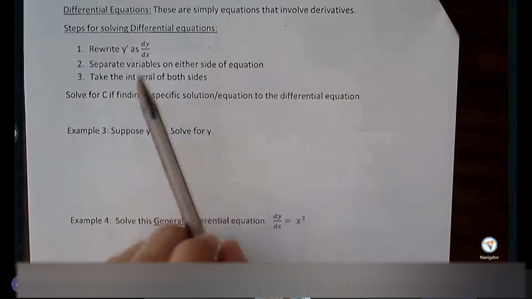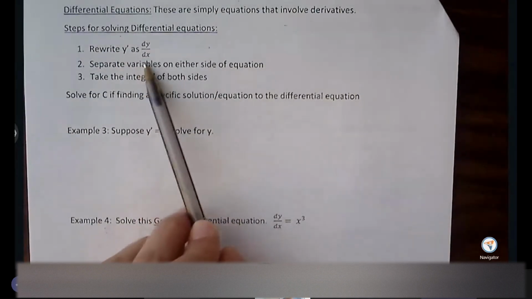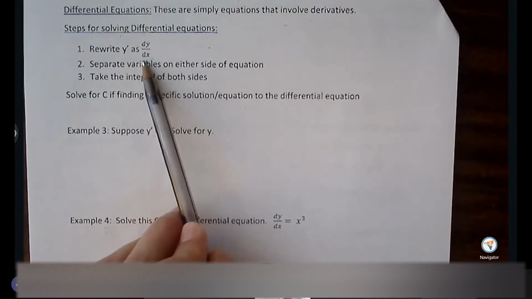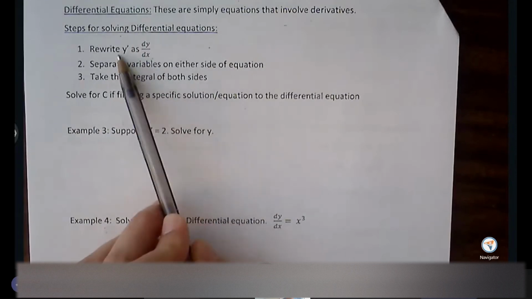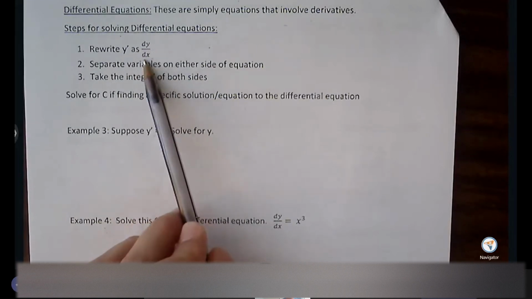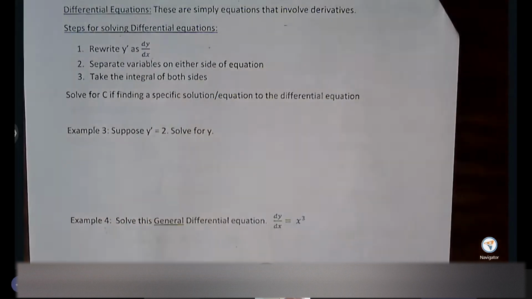So here are the steps. We're going to first rewrite y prime as dy dx. These mean the same thing. It's just that dy dx is a more descriptive form of y prime. And this is going to help us with matching the notations that we want to see.